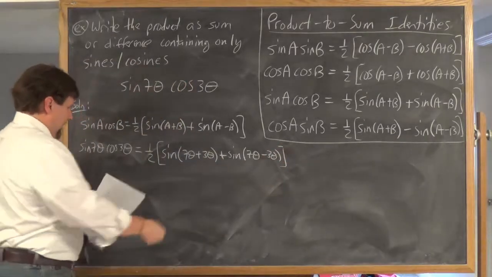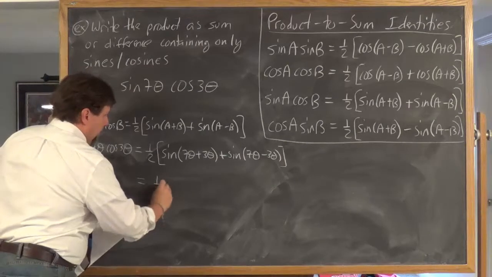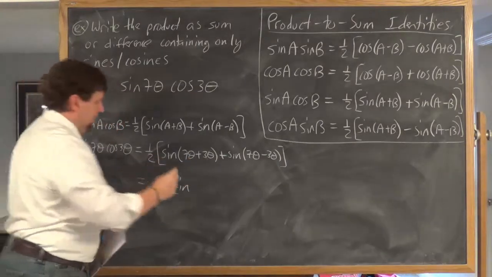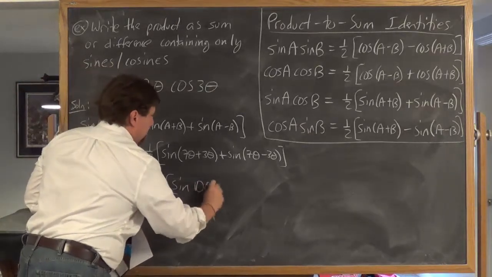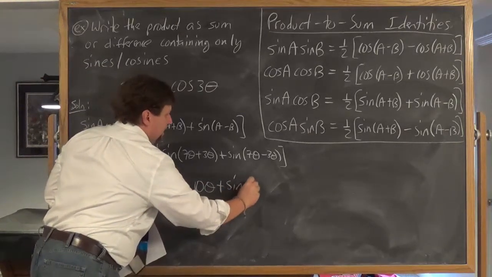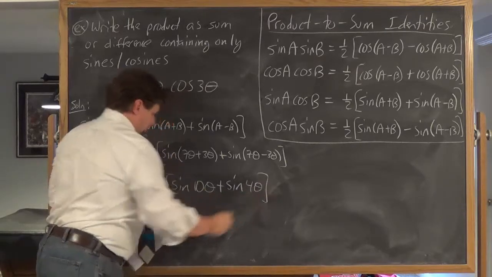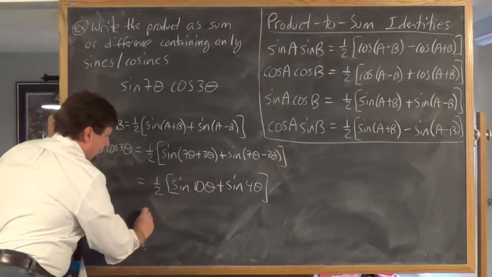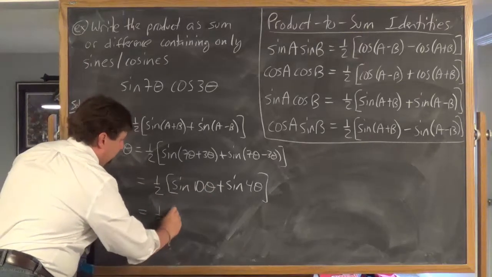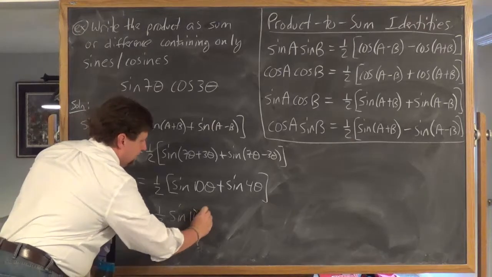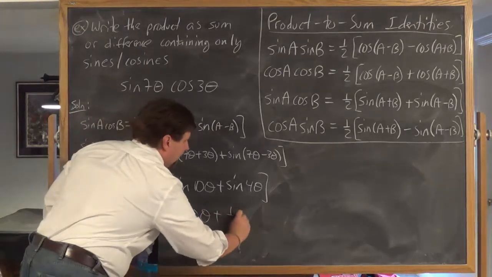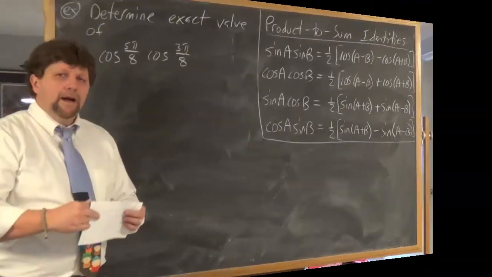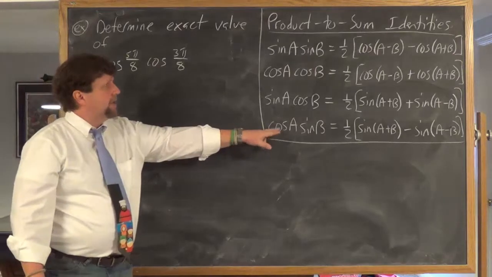And now if I just clean this up, I get 1/2 times the sine of 7 theta plus 3 theta is 10 theta, so 10 theta, plus the sine of 4 theta. And then if you want, you can go ahead and distribute the 1/2 to get 1/2 sine 10 theta plus 1/2 sine 4 theta.